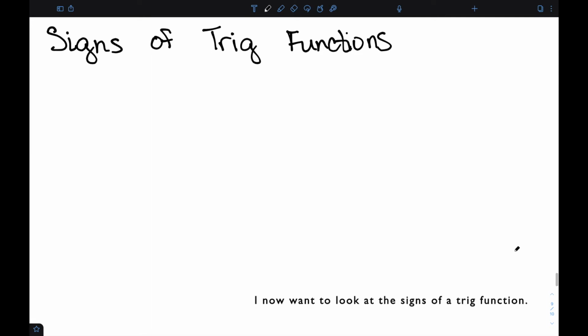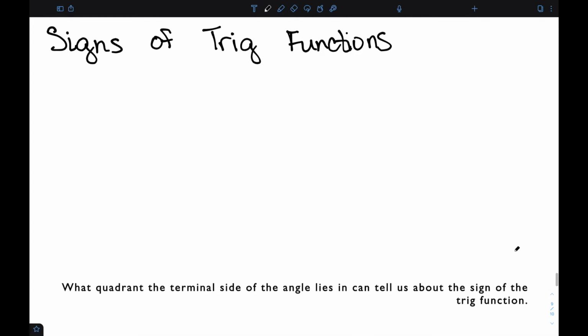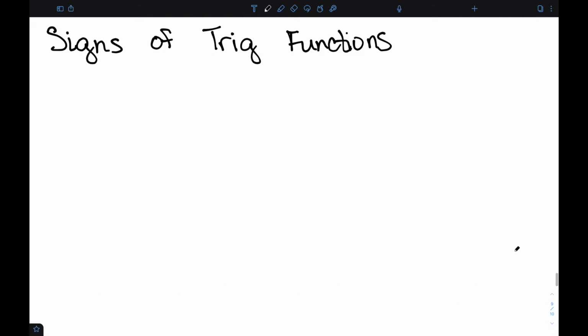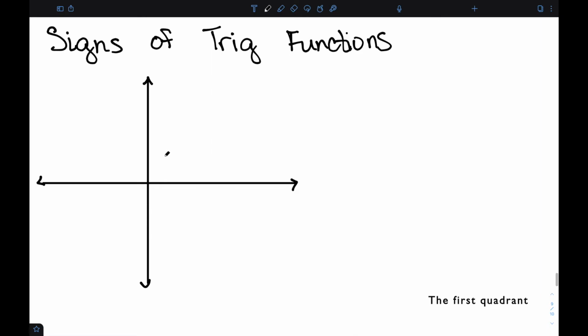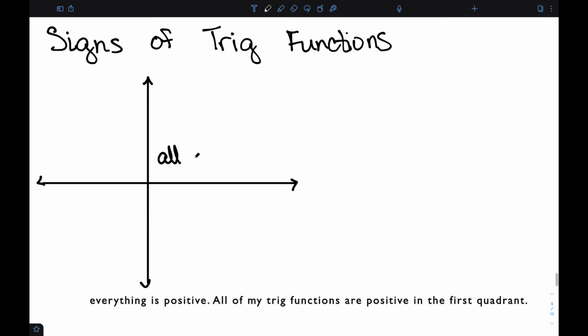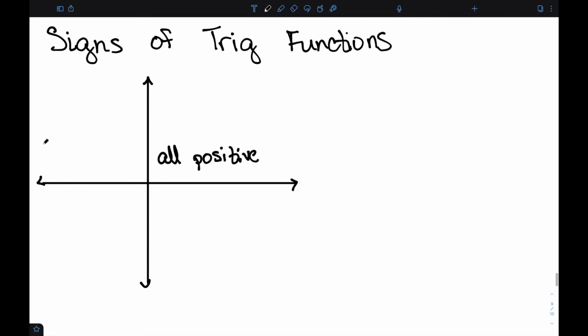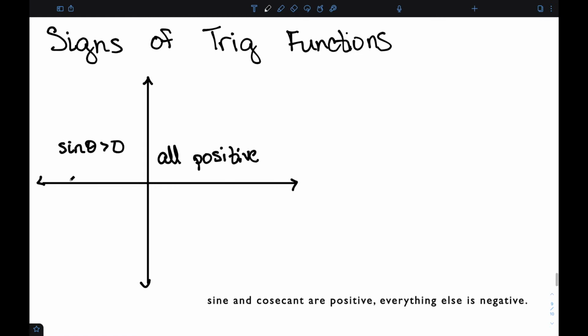I now want to look at the signs of a trig function. What quadrant the terminal side of the angle lies in can tell us about the sign of the trig function. The first quadrant, everything is positive. All of my trig functions are positive in the first quadrant. The second one, sine and cosecant are positive and everything else is negative.